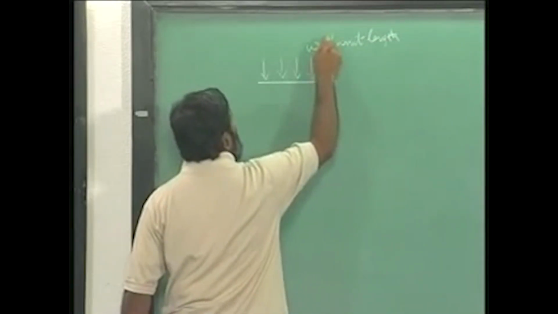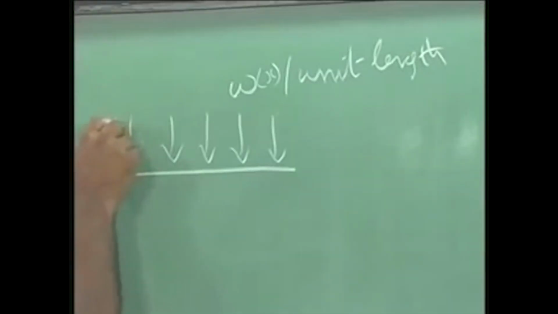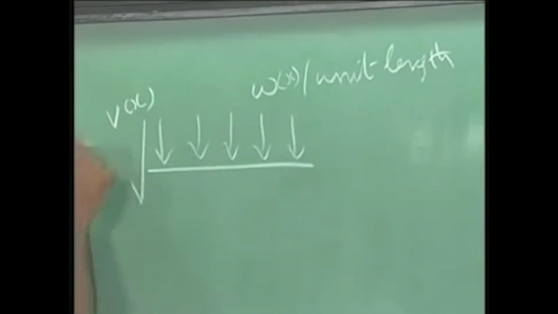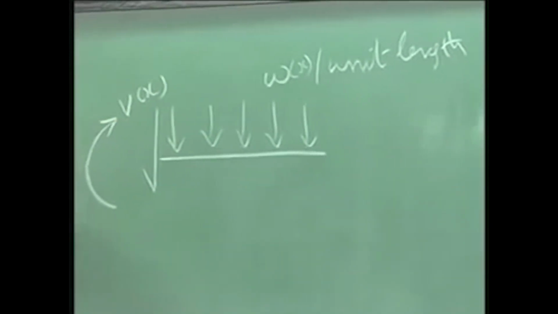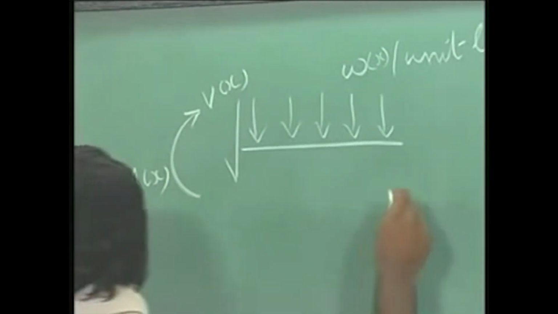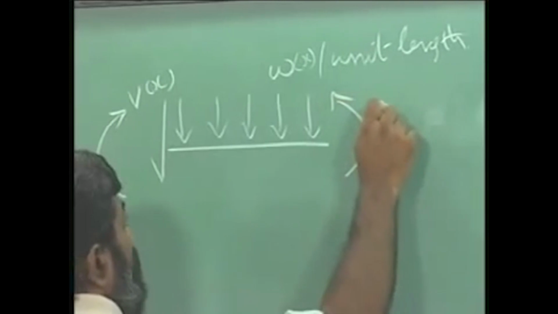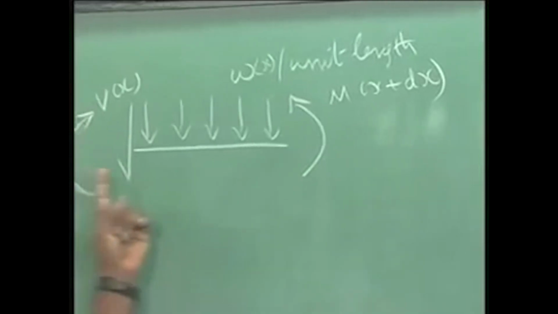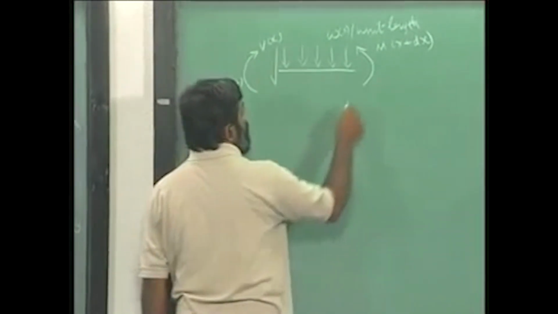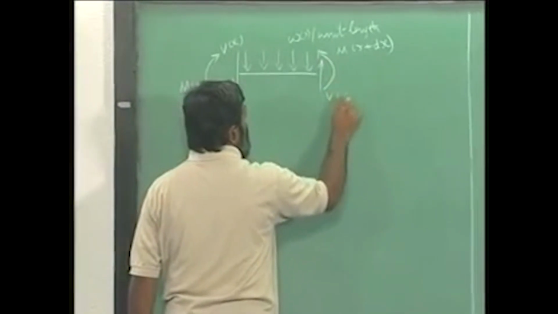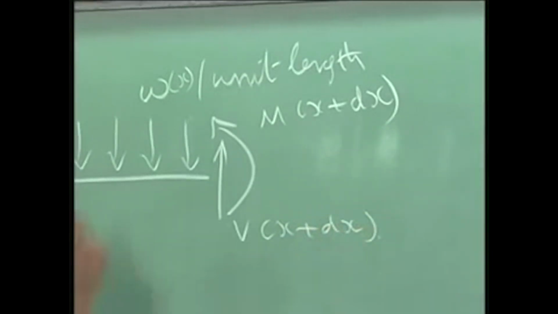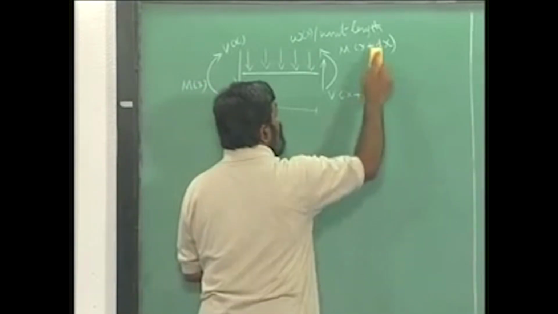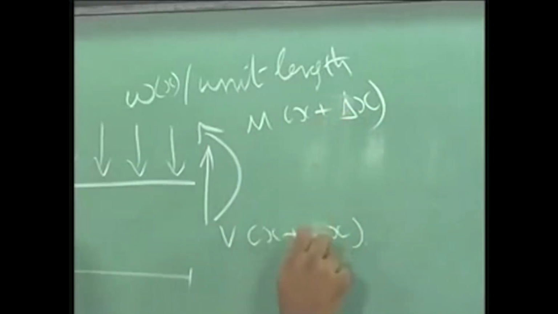To be specific, I will write it as W of x. Let me denote all the forces. This is V at x, this is M at x, M at x plus dx. Notice that I am using positive sense for all of them, and this is V at x plus dx. I have represented all the forces, and this length, let me again make this as delta x so that we are clear about it.